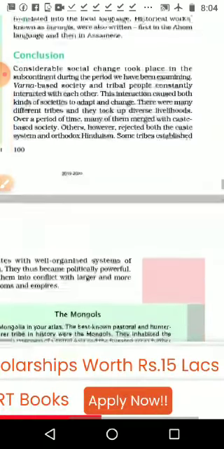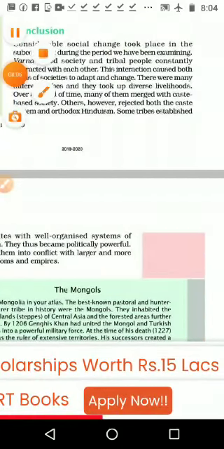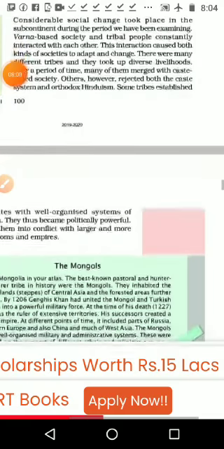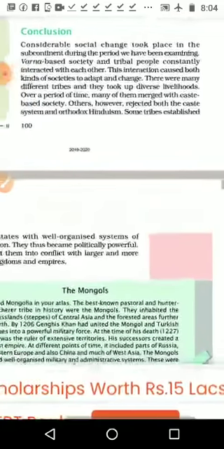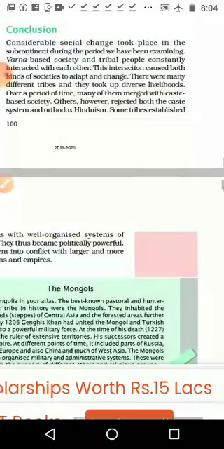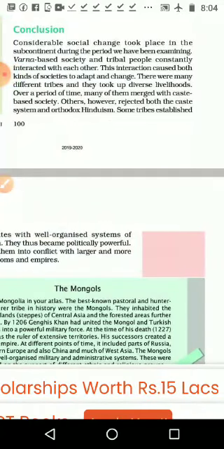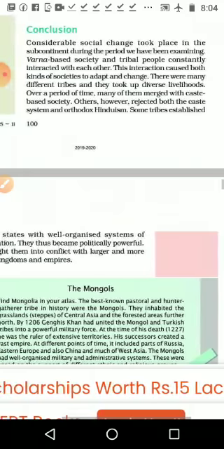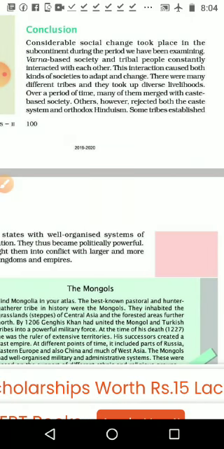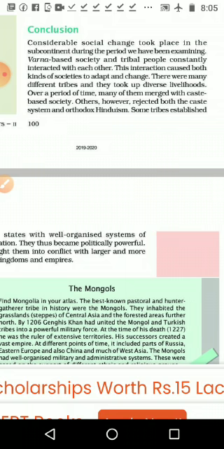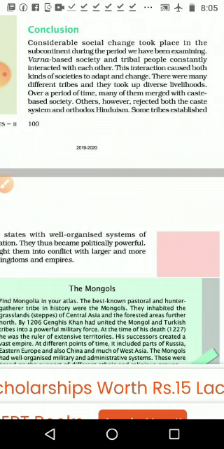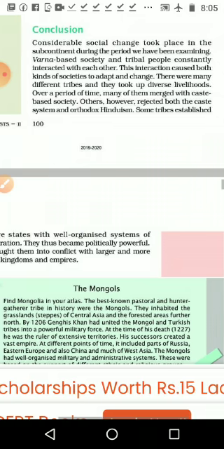Then, coming to the conclusion. Considerable social changes took place in the subcontinent during the period we have been examining. Varna-based society and the tribal people constantly interacted with each other. This interaction caused both kinds of societies to adopt change. We have seen the Ahams and how they interacted with other groups, because they subjugated many other people. Like that, both groups were influenced, or compelled to make a few changes in the society.